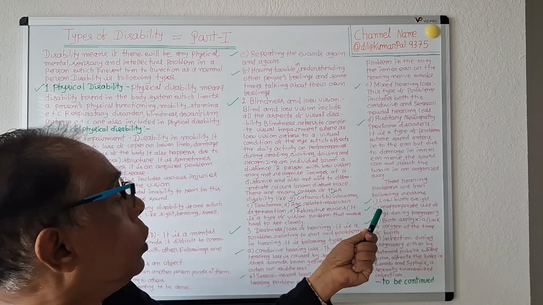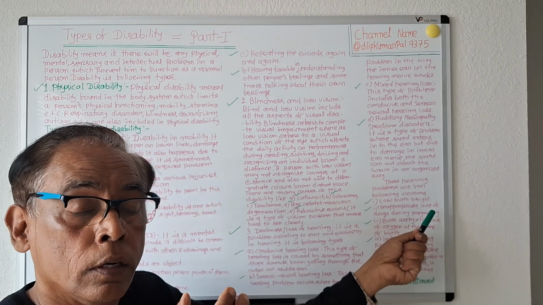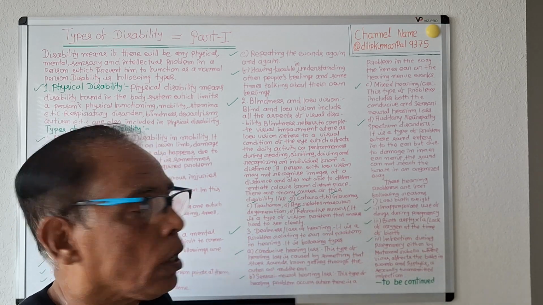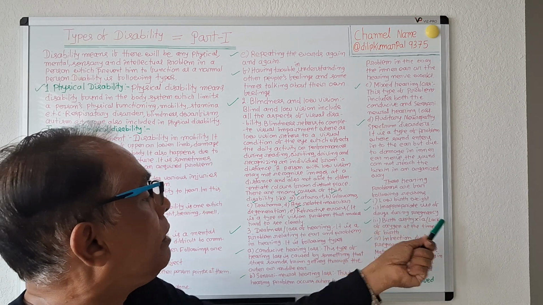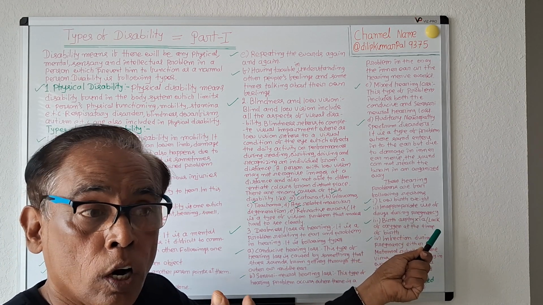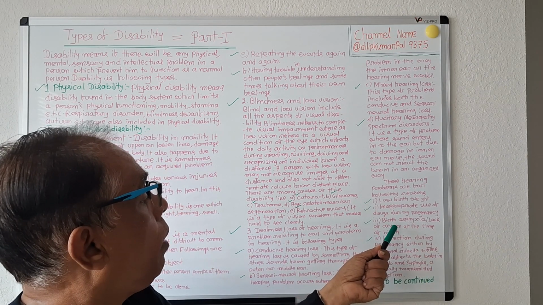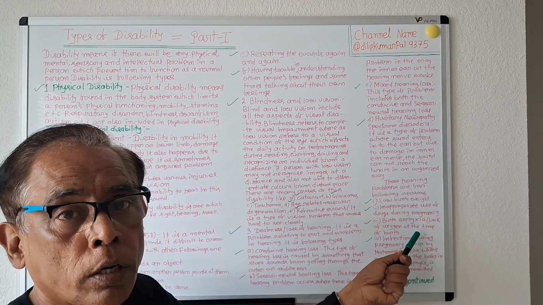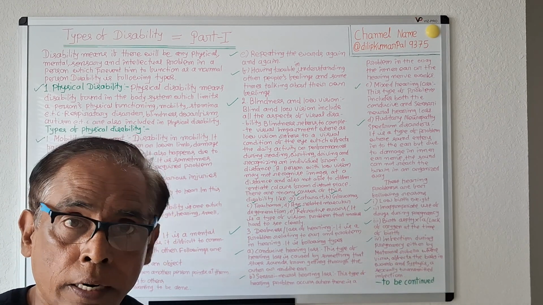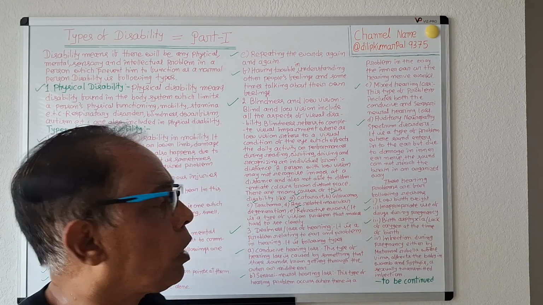Number 1, low birth weight. Whenever a baby has low weight at the time of birth, this problem will come. Number 2, inappropriate use of drugs during pregnancy. If during pregnancy drugs are not used in a proper way, this problem will come. Number 3, birth asphyxia, lack of oxygen at the time of birth. This hearing problem will come.